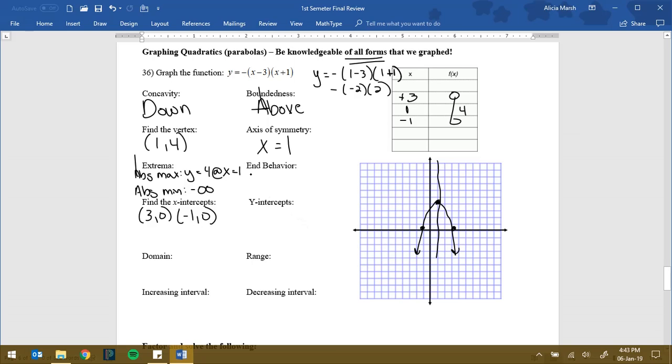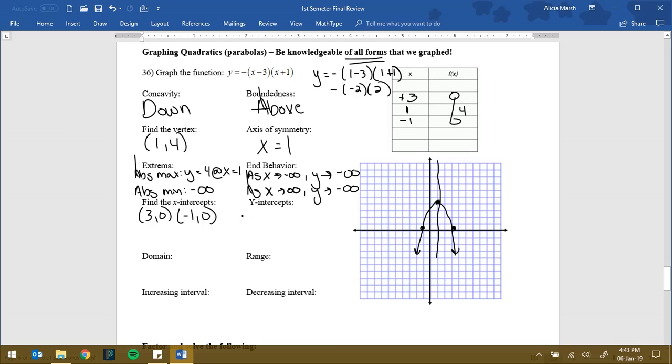End behavior. Remember, there's that sentence we have to write. So as x goes to negative infinity, y is also doing the same thing. It's going to negative infinity as well. And then as x goes to infinity, y is also going to negative infinity. So it always starts with this, and then these two things change based on what we're looking at.